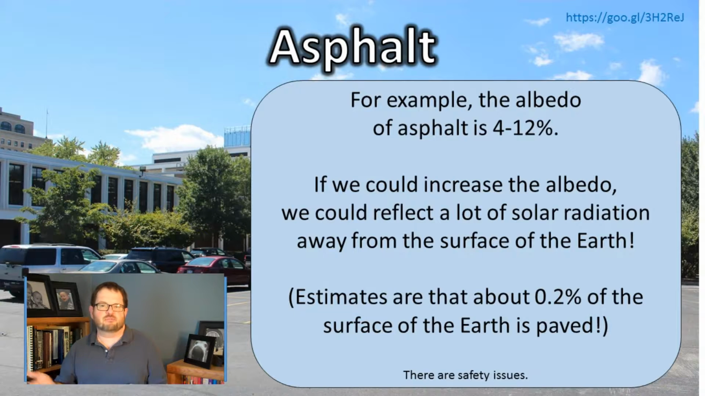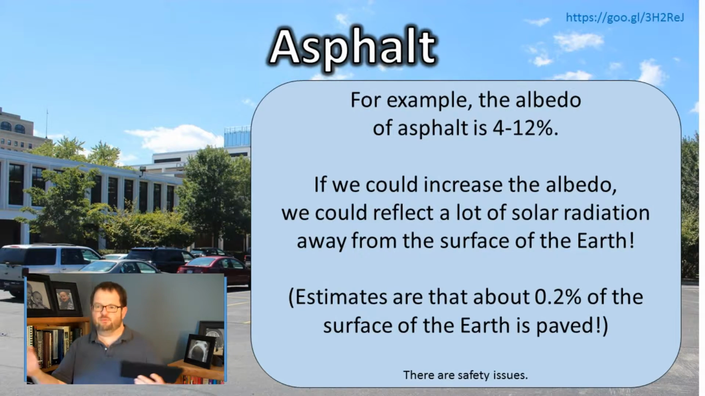I checked around a number of different websites online. I got a range of estimates. Probably about 0.2% of the surface of the Earth was a good consensus of the numbers I saw. About 0.2% of the Earth is paved. And it's paved with these very dark materials that are mostly absorbing sunlight. If we could just change them to materials that reflected more sunlight, or change the color so that they were reflecting more sunlight, we could actually meaningfully change the albedo of the Earth.